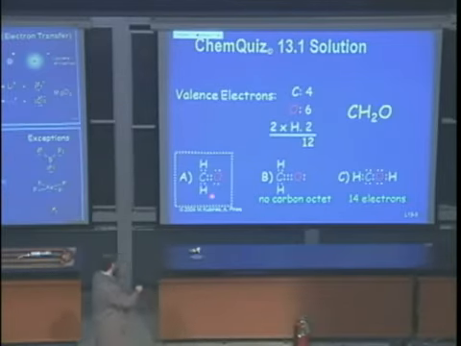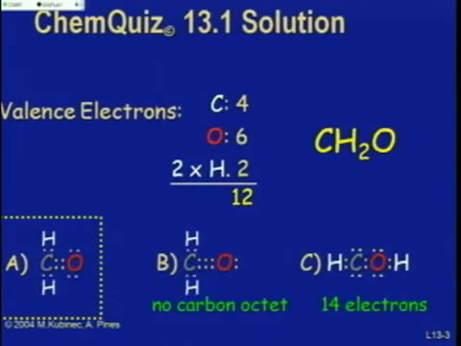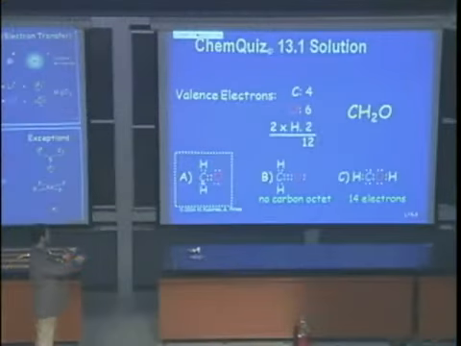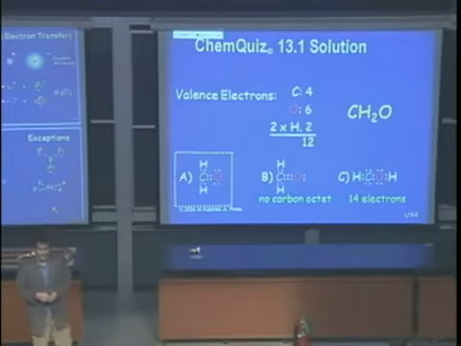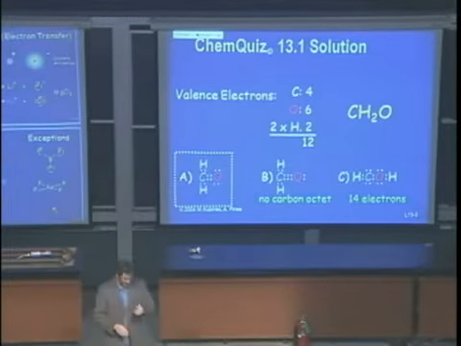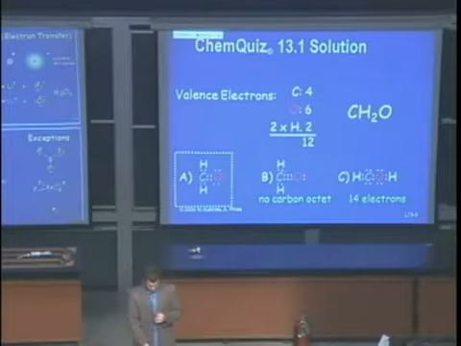So A is the answer. We can see we have 1, 2, 3, 4, 5, 6, 12 electrons. We have a double bond between carbon and oxygen. Oxygen octet, carbon octet, hydrogen duet, hydrogen duet. There we go. That is our Lewis dot structure.